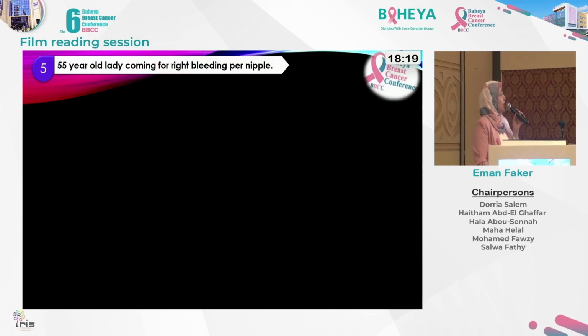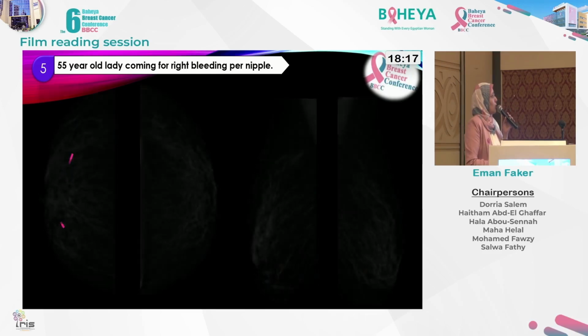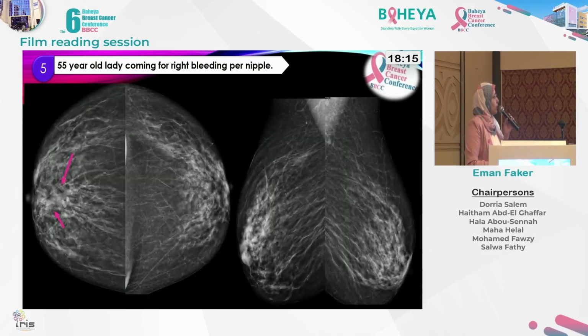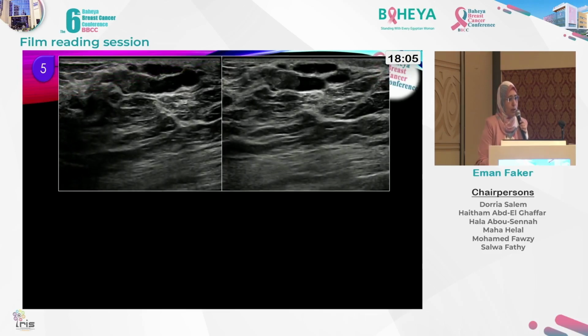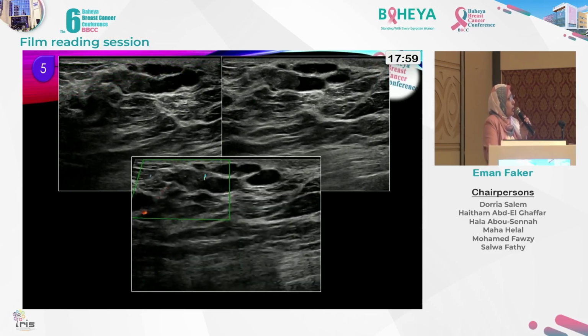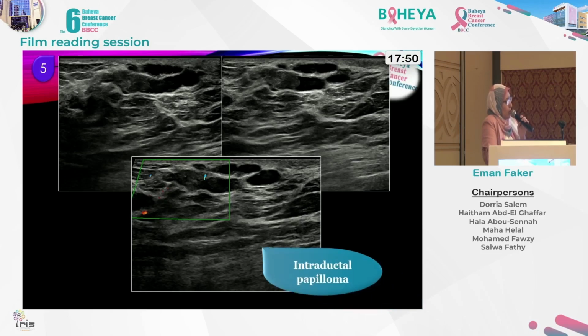Okay, this is a 50-year-old lady coming with right bleeding per nipple. Here we can see an increase in tubular densities. And on the complementary ultrasound, we can see the typical appearance of dilated ducts with intraductal increased echogenicity and the typical appearance of pedicle vascularity, and it was just an intraductal papilloma.